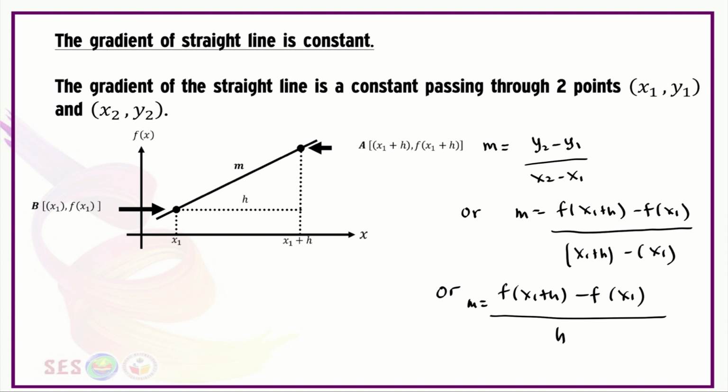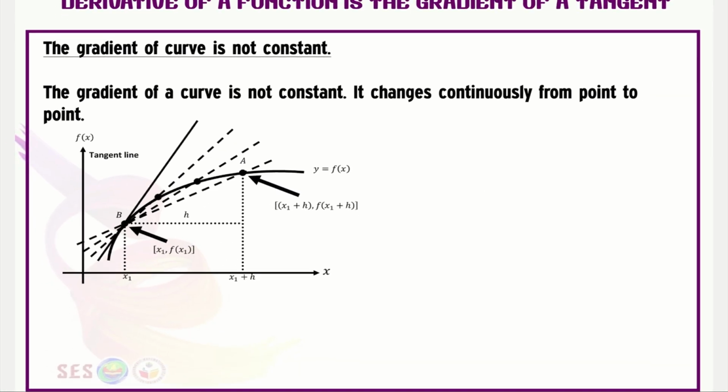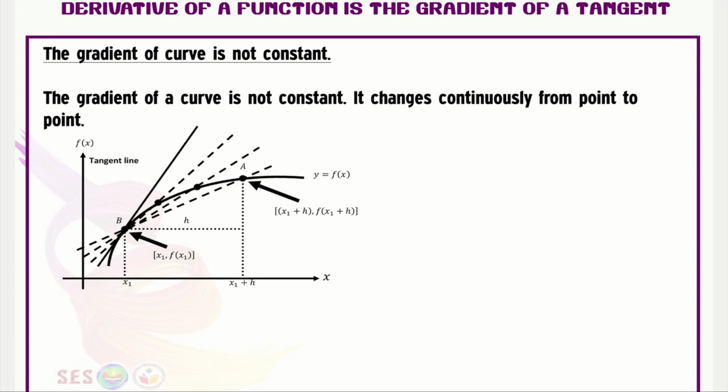And what about the gradient of a curve, for example? The gradient of a curve is not a constant, because it changes continuously from point to point. Let us try to figure out the gradient of the chord AB. So this is your AB. The gradient of this curve changes continuously from point to point, so from point A it is different, up to this point it is also different, this one and this one.